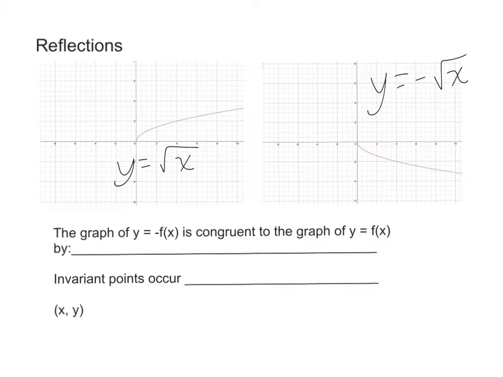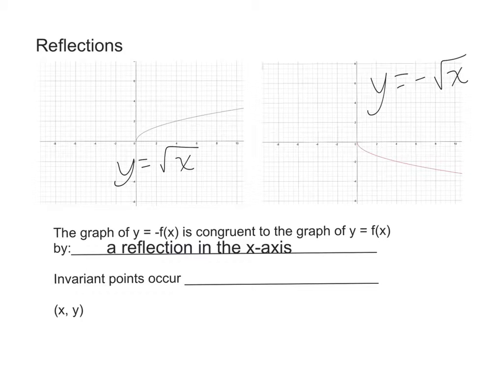A reflection in the x-axis. It's a vertical reflection. It's reflecting vertically across the x-axis, so we call that a reflection in the x-axis. It's changing the y values of the graph.